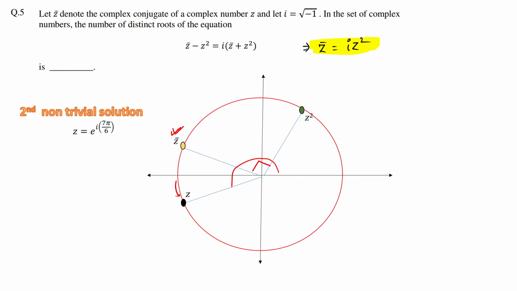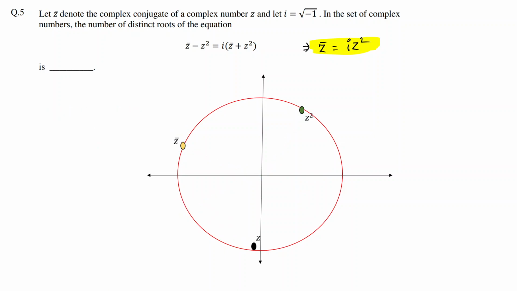For this, this angle is going to be pi plus pi by 6. So you can write this is z is equal to e to the power i 7 pi by 6. Okay, how about now the solution is going to get delayed. Now you can move freely, like you move here, then your z bar will be here and z square will be here. So z bar is still 270 degrees ahead in phase, a lot of distance to cover, right?